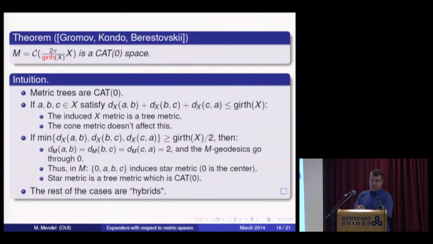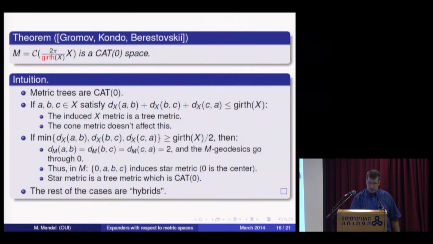And the 0 is at distance 1 from all of them. Again, a star metric is a tree metric, which means that it's a cut-zero metric, and again, the cut-zero condition holds. These are just two extreme cases. The rest of the cases are just types of hybrids. But the point is, for the second bullet, I'm actually using the fact that we have this new point, the origin. I shortcut the distances in the graph via a new point, the origin of the cone.